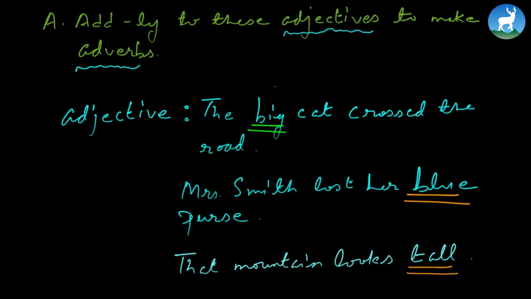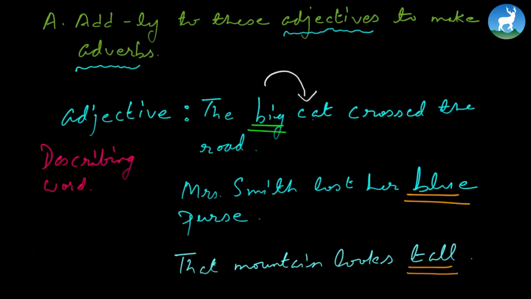And why are they adjectives? Because they are, in a way, describing or defining or giving a better definition to the noun here. Noun, which is cat here. So how is the cat? The cat is big. The big cat, it describes the noun. Mrs. Smith lost her blue purse. So which color was the purse? It was a blue purse. That's why blue is an adjective here. Big is an adjective here. The mountain looks tall, meaning the mountain is tall here. Tall defines that, okay, the mountain was tall. That's why we know an adjective is commonly known as a describing word.